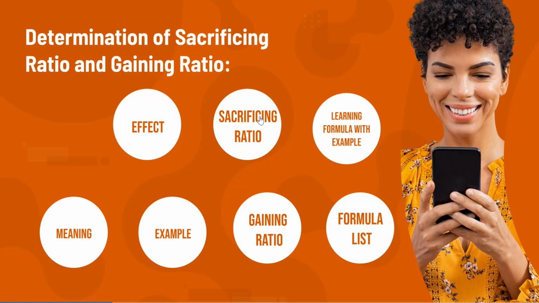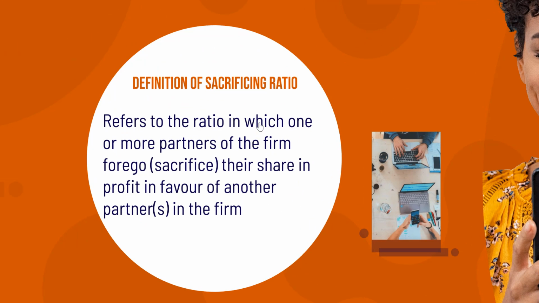So how do we define sacrificing ratio? Definition of sacrificing ratio: it refers to the ratio in which one or more partners of the firm forego or sacrifice their share of profit in favor of another partner or partners in the firm. So you take the sacrifice of each partner and put it in the form of a ratio, and then we get what is called sacrificing ratio.